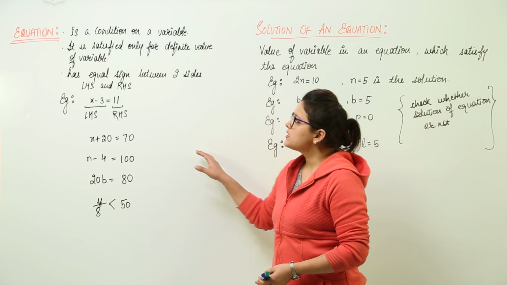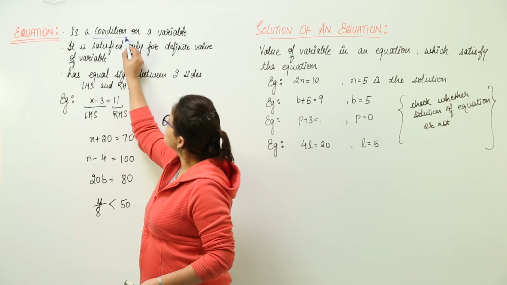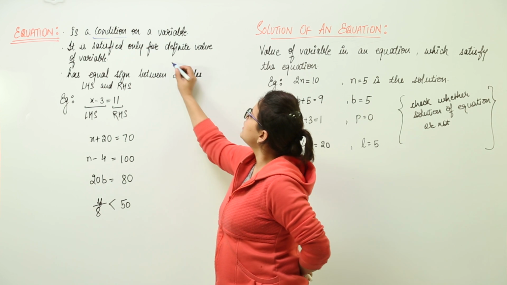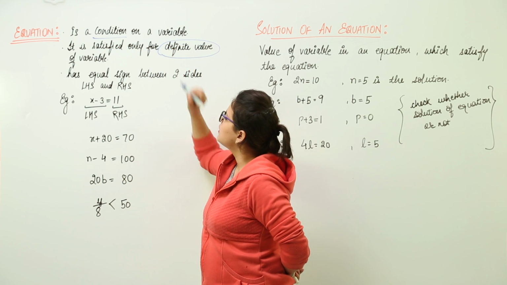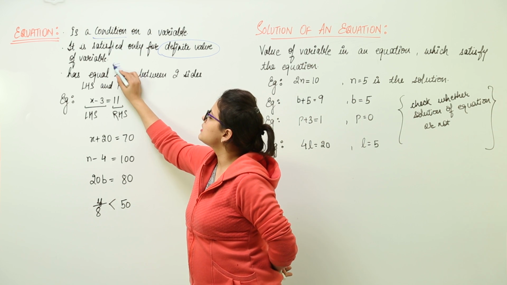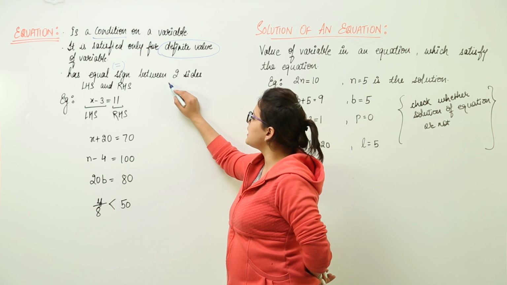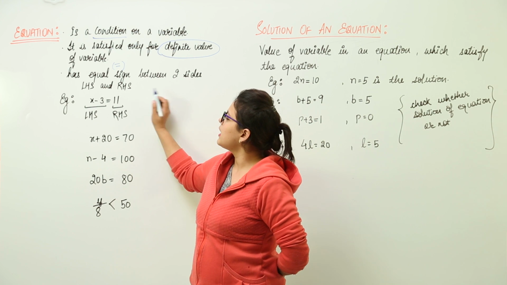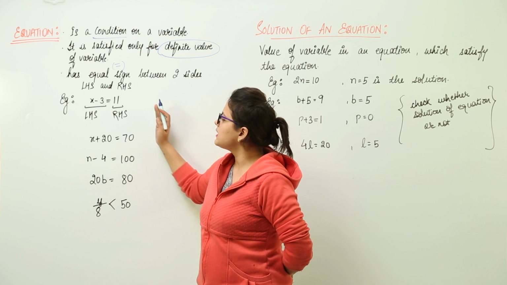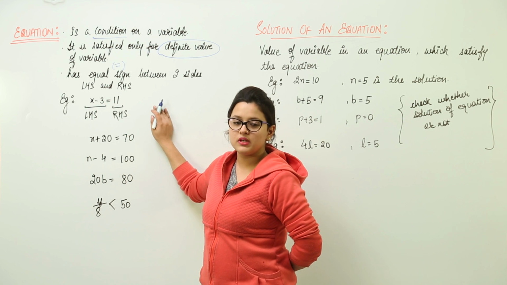Equation. An equation is a condition on a variable. It is satisfied only for a definite value of the variable and it has an equal sign. We are all familiar with this sign, right? It has an equal sign between two sides, and those two sides are the left hand side and the right hand side. Here I have shown you an example of an equation.